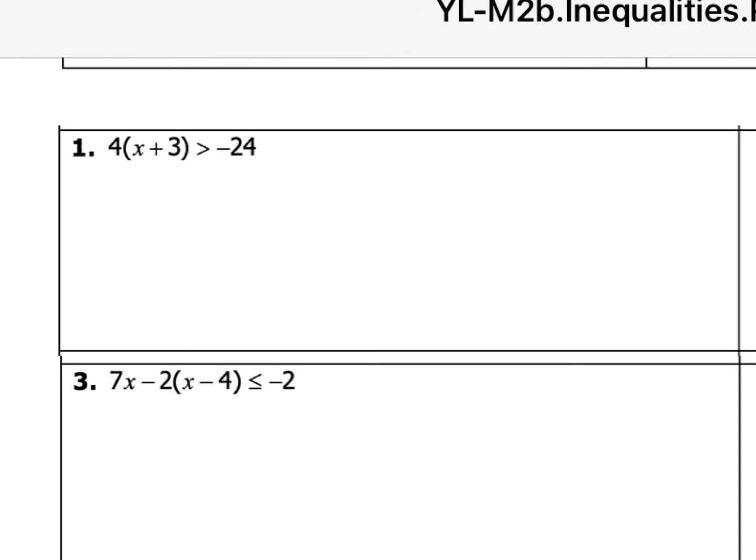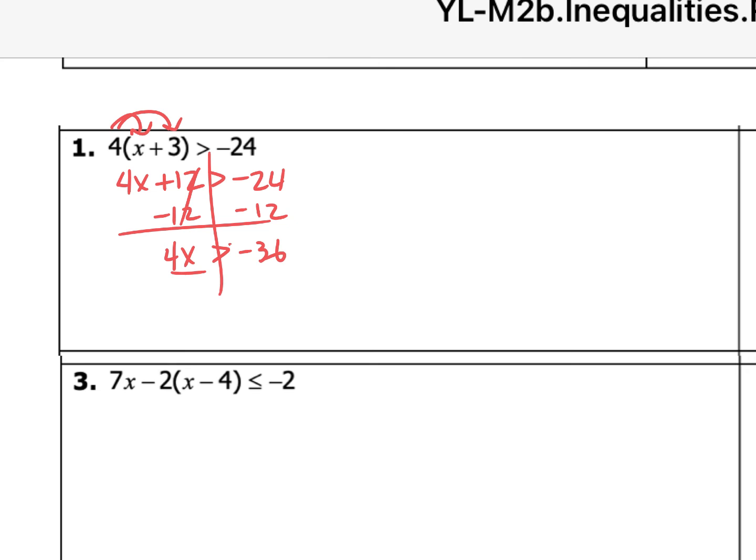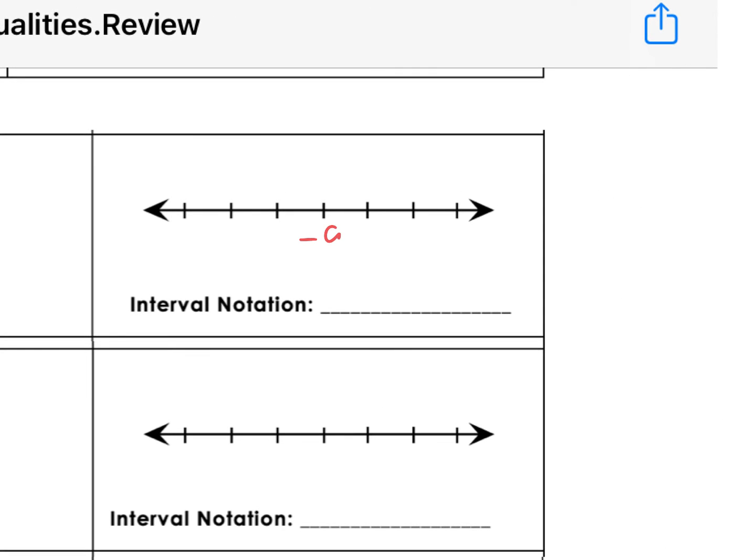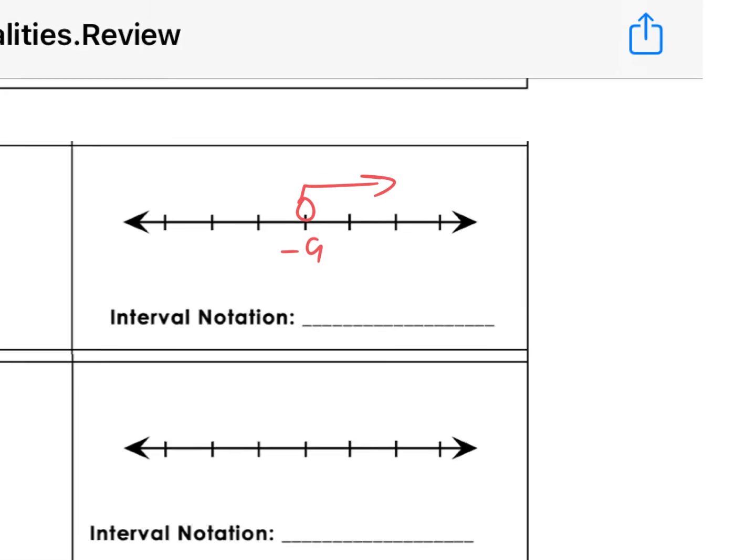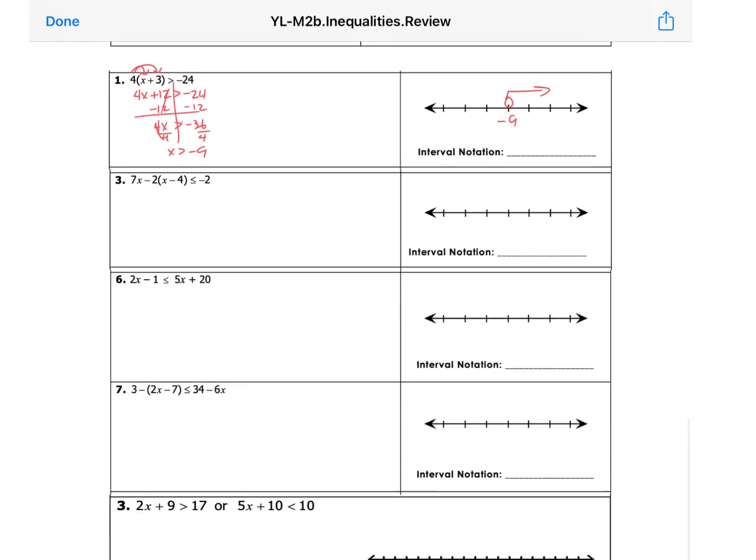Okay, so for number 1, I see parentheses, that means distribute. Distributing is multiplication. That's 4x plus 12 is greater than negative 24. Subtract 12. Divide by 4. X is greater than negative 9. So negative 9 in the middle, open dot, shaded right. Don't worry about interval notation.